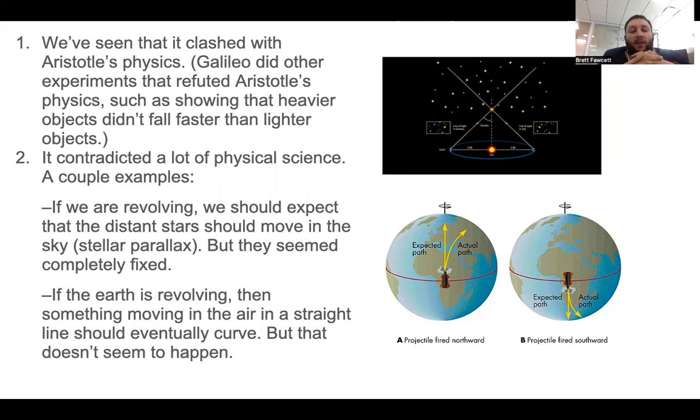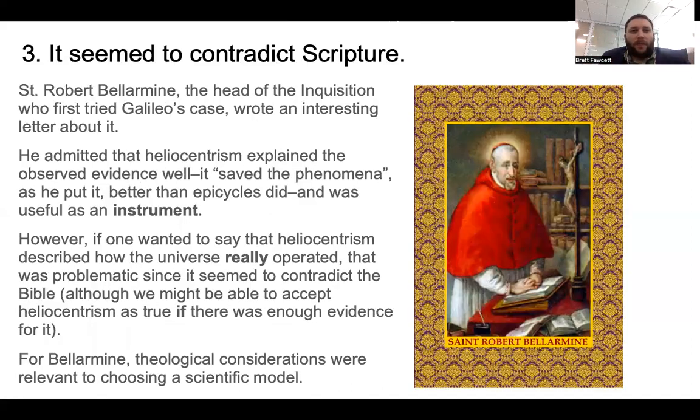Also, if the Earth is revolving, then something that's moving through the air in a straight line should eventually curve, or it shouldn't land where it was aimed at. But again, that does not seem to happen. So you see, there were these legitimate scientific objections to Copernicanism. It also seemed to contradict scripture.